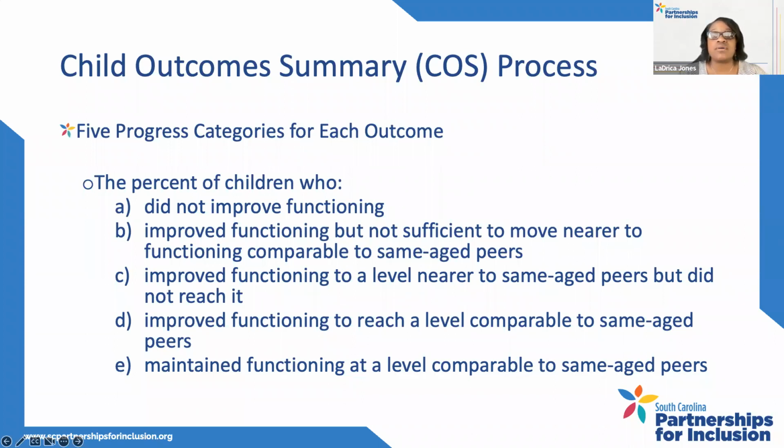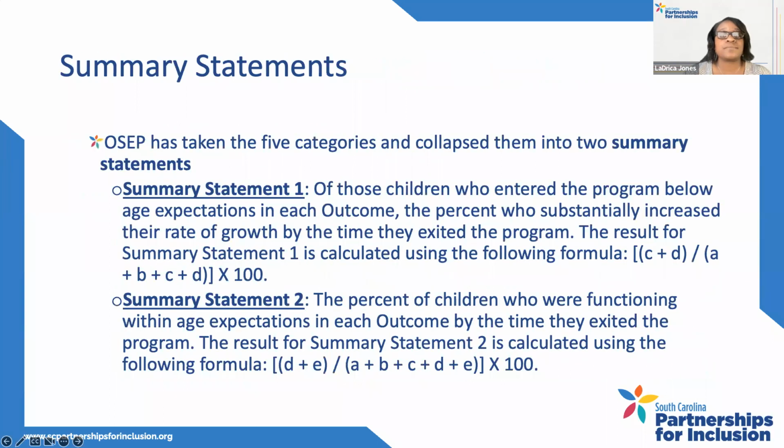For each of these outcome areas, districts are required to report the types of progress children make in their early childhood special education program. The Office of Special Education Programs has created 5 categories to reflect the different types of progress that children can make. And that's this range between the A and E. As you can imagine, reporting the percentage of children in each of the 5 progress categories for 3 different outcome areas generates a lot of numbers. I will explain this process further in the next 2 slides.